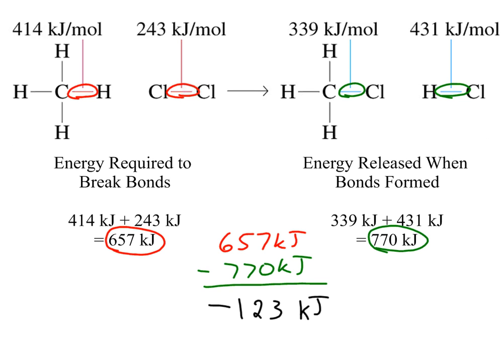If I find the difference between these two, I get a net gain in energy of 123 kilojoules. The negative sign here reflects that energy is released. So the system, this reaction, gave off that energy. So it would be an exergonic or exothermic type of reaction.